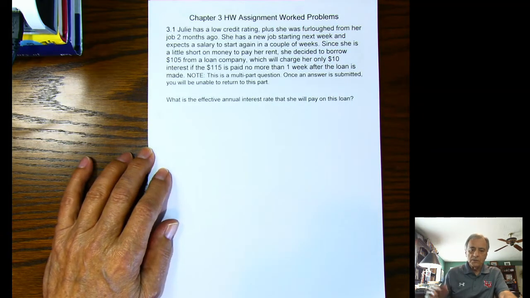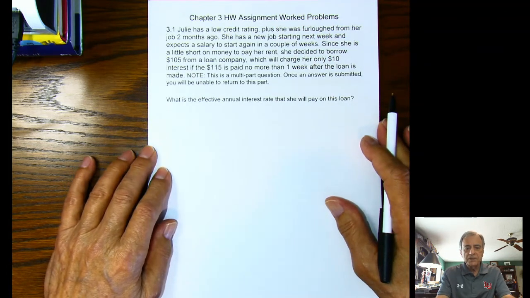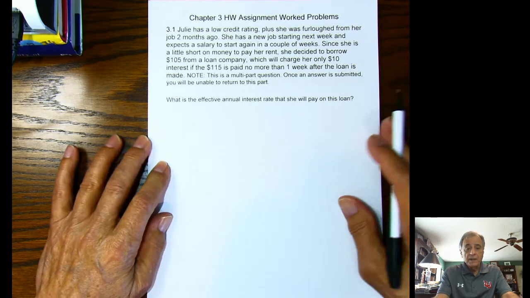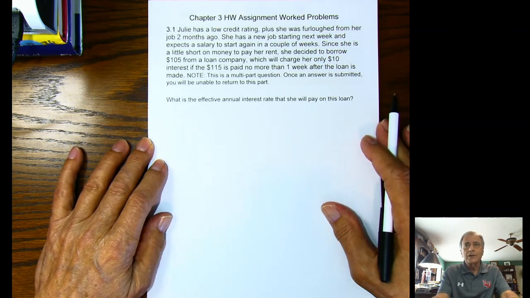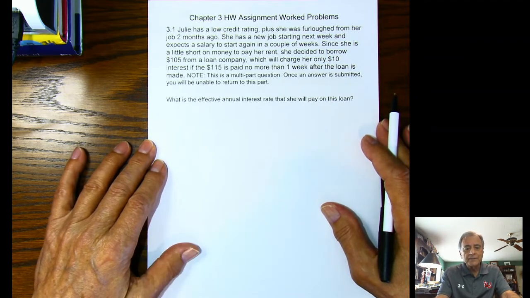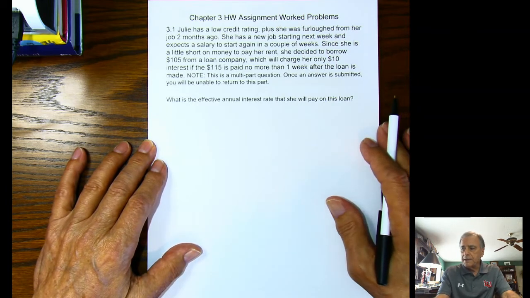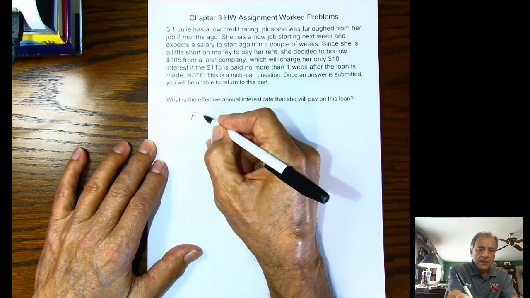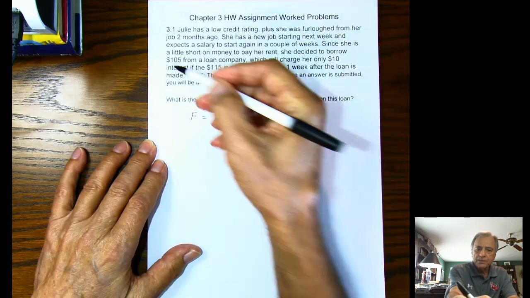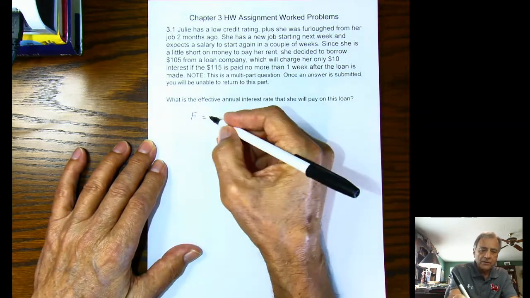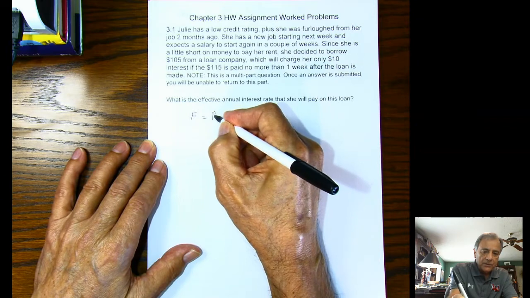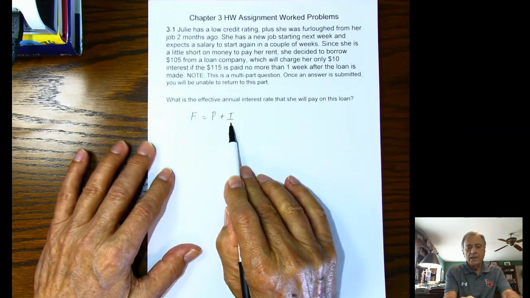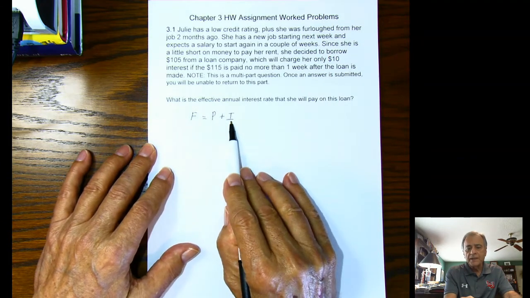Okay, so let's assume that since it's such a short-term loan, she's just going to pay simple interest. She's going to pay it back in a week. It's hardly time to compound anything. So I'm going to start by saying the future value when you're dealing with simple interest of a present principal sum, which is what we have here of 105, is the present value plus the interest that you earn, and a capital I means simple interest. And remember, the formula for capital I is PIN.